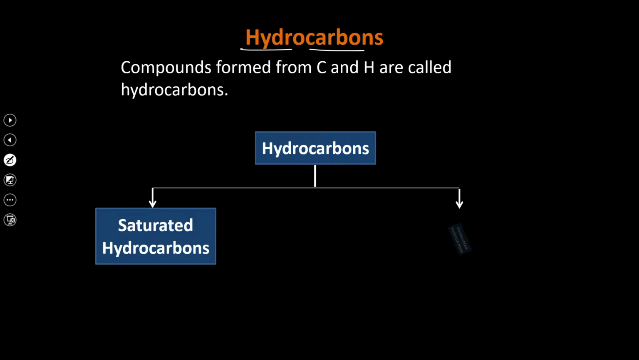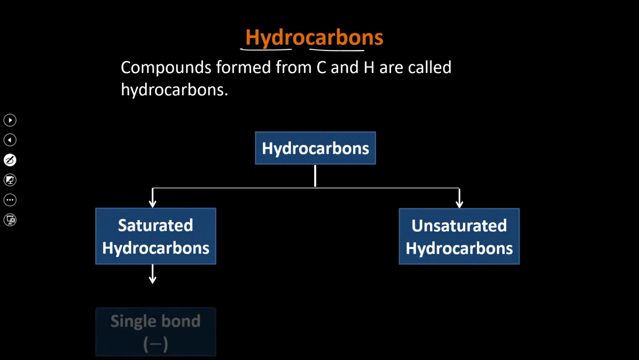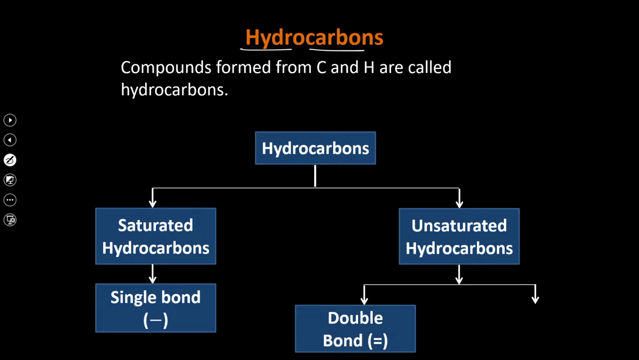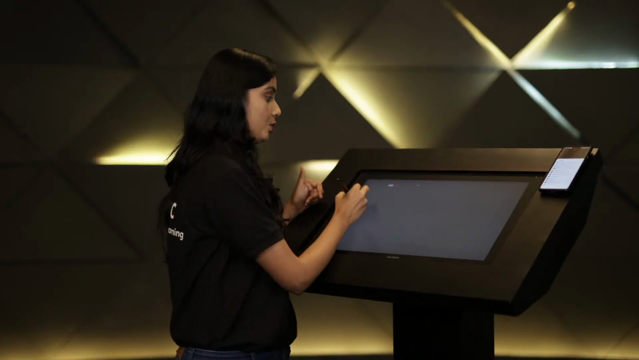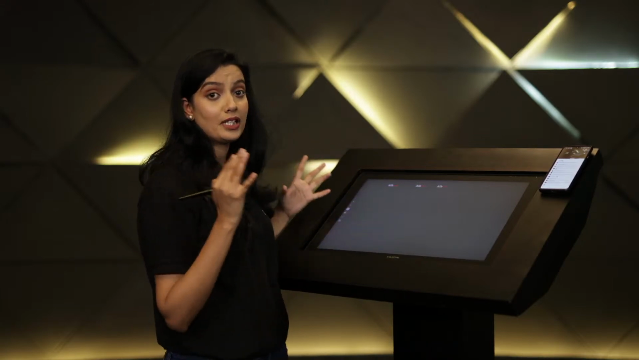So, hydrocarbons basically are classified into two types, that is saturated hydrocarbons and unsaturated hydrocarbons. Saturated hydrocarbons are the ones which contain only single bonds, while unsaturated hydrocarbons are the ones which contain double and triple bonds. Now, moving towards their nomenclature. Nomenclature means naming, they have a specific name.